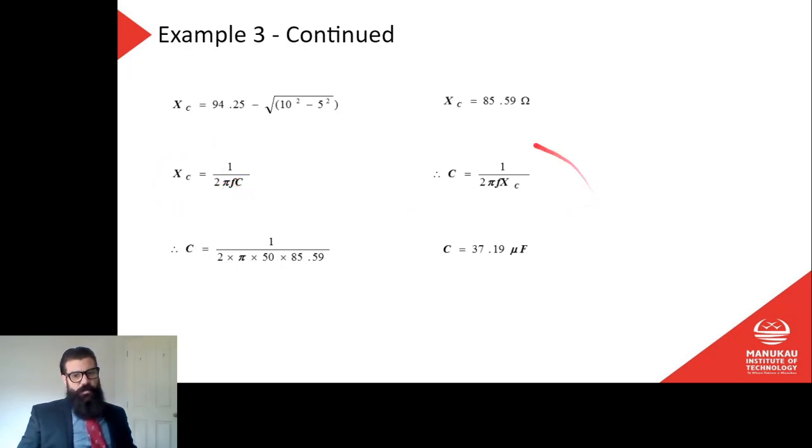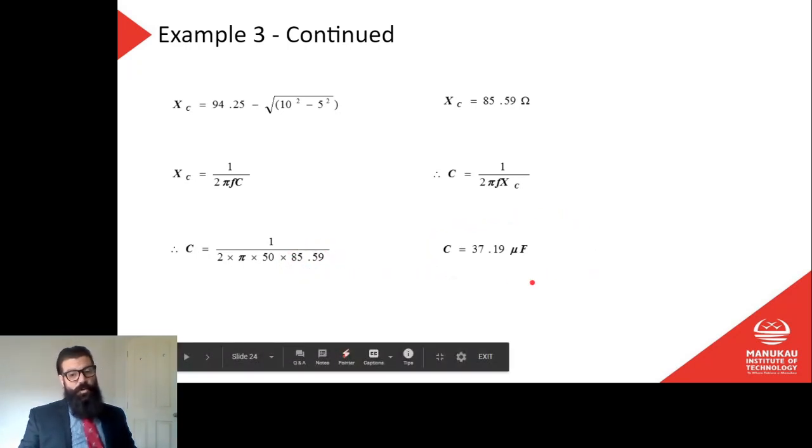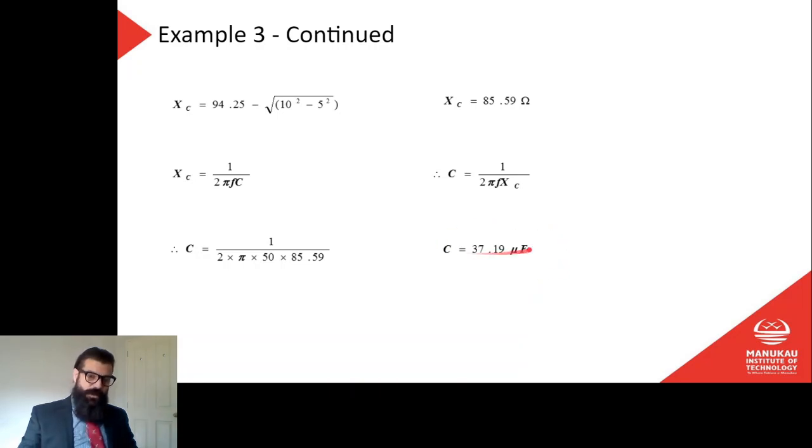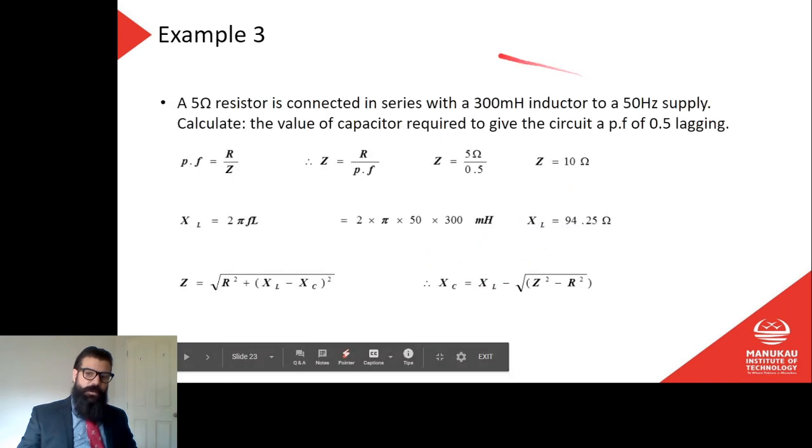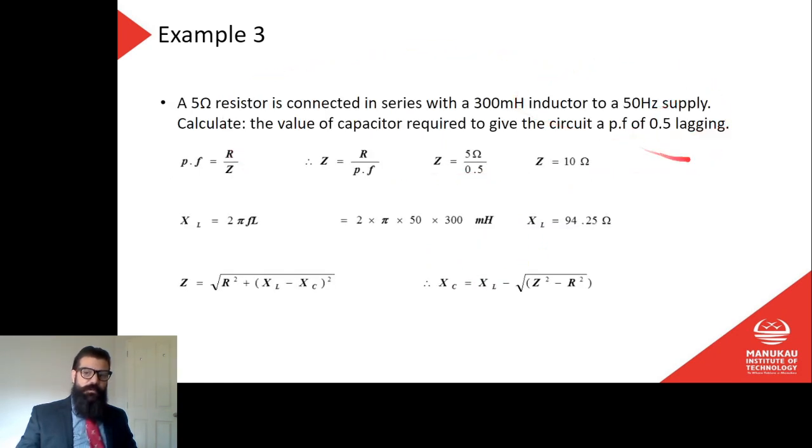So we use this formula, but again we'll transpose it to make it about C. Capacitance equals 1 over 2 pi F times the capacitive reactance. So then I'd simply substitute in my values: 1 over 2 times pi times 50 times 85.59, the capacitive reactance. And it gives me a value of 37.19 microfarads. So that tells me that if I wired a 37.19 microfarad capacitor into this circuit, the power factor will be 0.5.